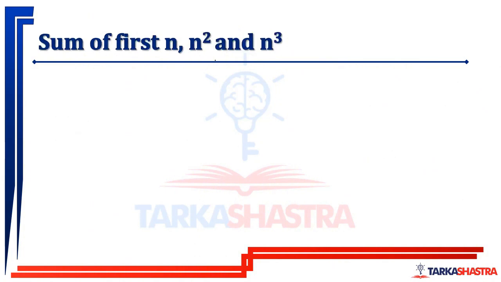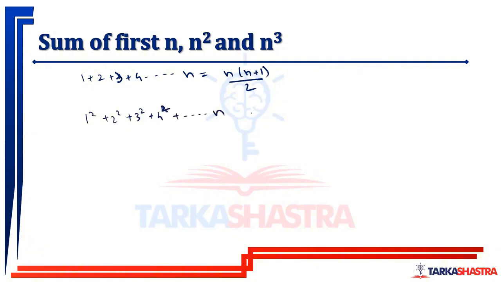Moving forward to sum of first n terms, sum of squares of first n terms, and sum of cubes of first n terms. So the sum of first n terms will be n into n plus 1 by 2. The sum of the squares of first n terms will be n into n plus 1 into 2n plus 1 divided by 6.